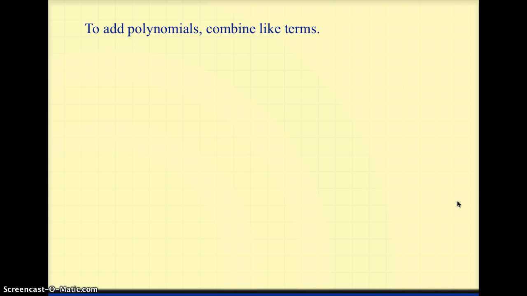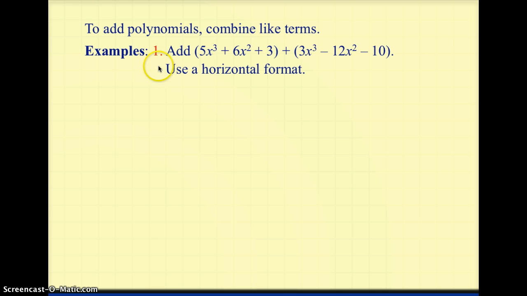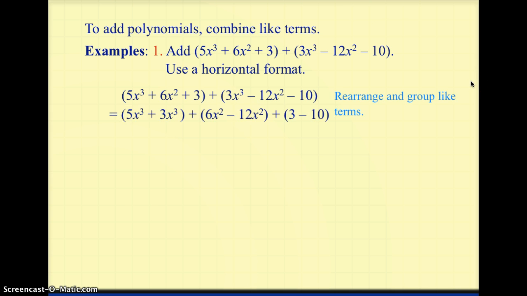To add polynomials, you are combining like terms, and that is what we are going to be working on today. For example, if we wanted to add the polynomial 5x to the third plus 6x squared plus 3 to the polynomial 3x to the third minus 12x squared minus 10, we're going to start by using a horizontal format. When you set up a horizontal format, you're going to set it up in a horizontal way. On your piece of paper, I would like you to solve this problem as we go through it.